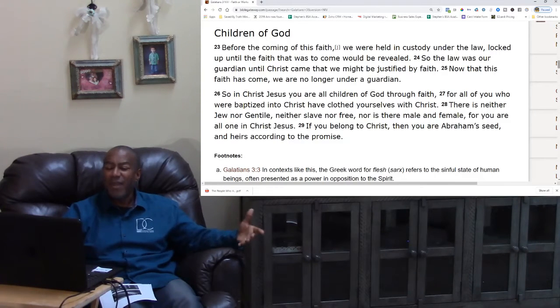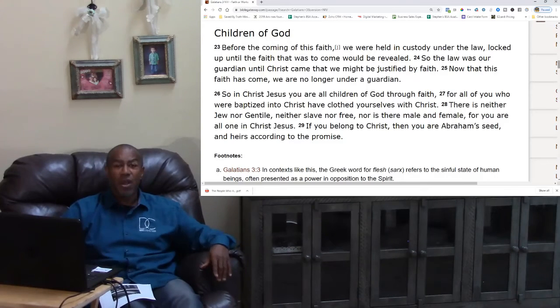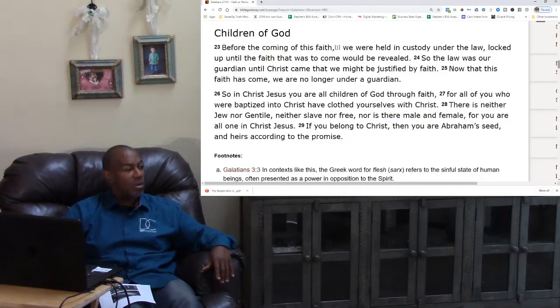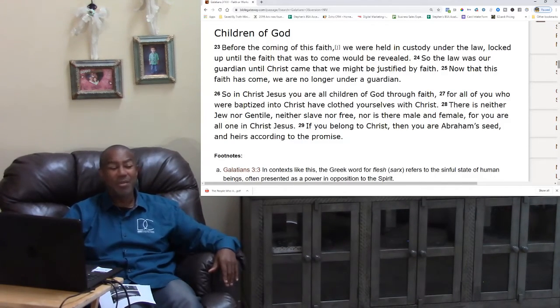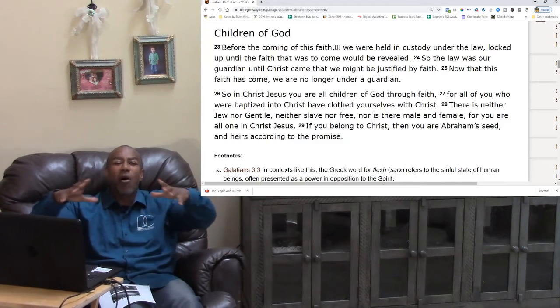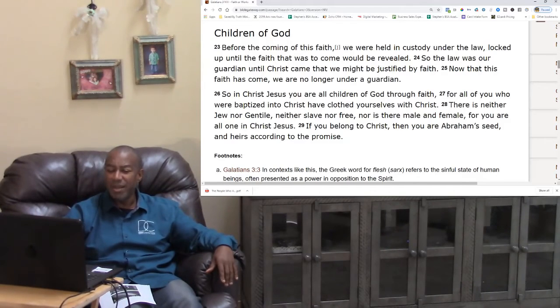Now that faith has come, we're no longer under the guardian. That's correct. We are not under the law. In other words, we're not saved because of the law. No, we're not. But this is how we get it. But that doesn't mean the commandments are different. We were saved because of all the protection that God had put around us. But the commandments are different. That's a covenant. Look what it says.